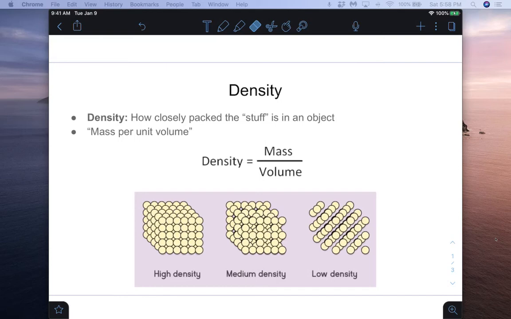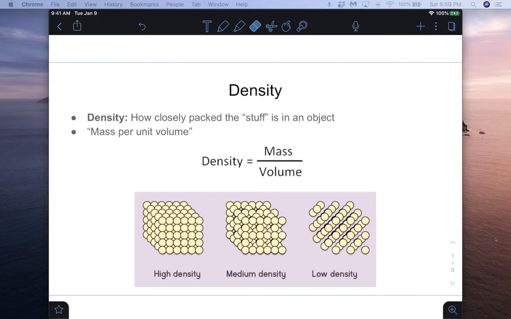The definition of density is how closely packed the stuff is in an object. And by stuff, I mean like the molecules. So if we're talking about phase transitions, the densest phase is going to be the solid phase, and the least dense phase is going to be the gas phase, because we know that there's a lot of room in between those molecules. The more scientific definition of density is mass per unit volume.